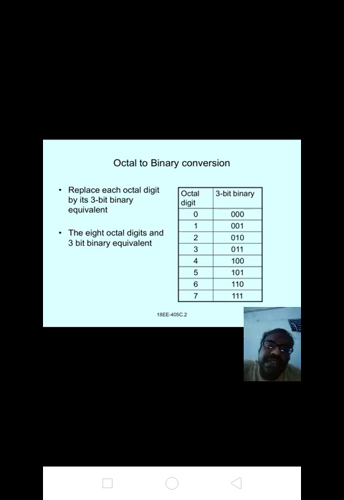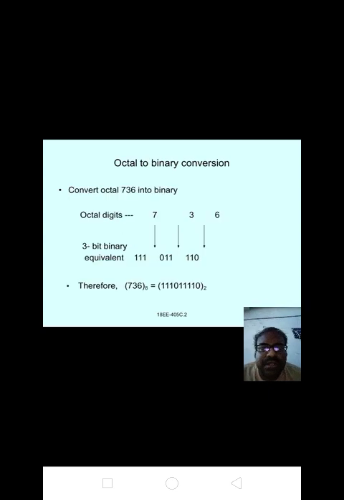Once again I am repeating: 0 is 000, 1 is 001, 2 is 010, 3 is 011, 4 is 100, 5 is 101, 6 is 110, 7 is 111. These are the octal digits and 3-bit binary conversions.